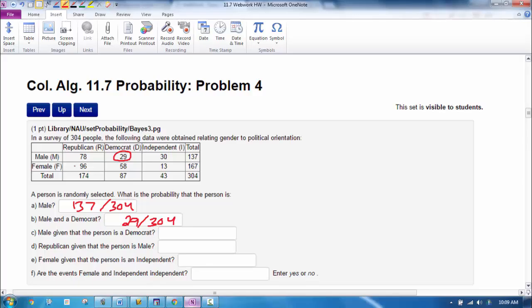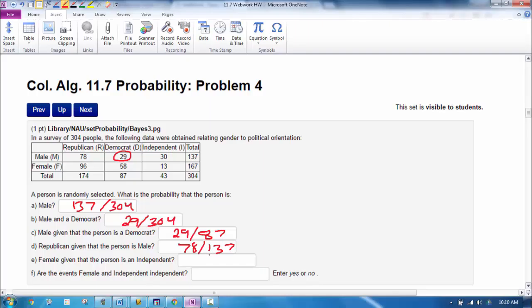Male given that they're a Democrat. Male given that they're Democrat, we know they're Democrat, so that'd be 29 out of the total 87 for how many are Democrats. Republican given that the person's male. Republican given that they're male, there's a total of 137 males, so that'd be 78 out of 137.